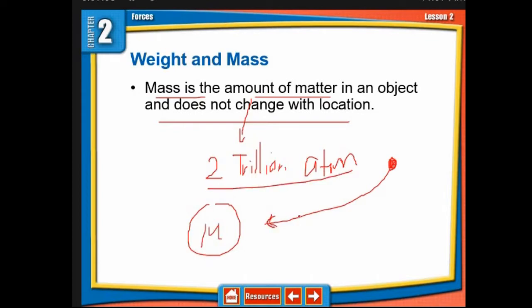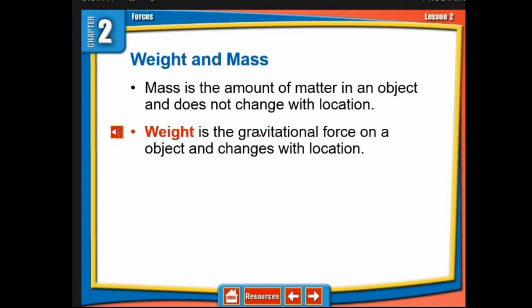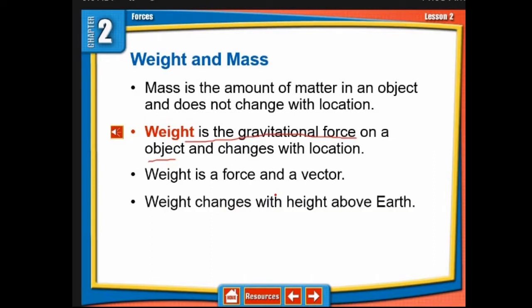So meaning, no matter where I go, maybe Mars, Jupiter, Saturn, if it's possible, the amount of matter, the number of atoms or molecules for a certain object will not change. Therefore, the mass is constant or fixed, even though you go to different places. But weight is the gravitational force on an object and changes with location. Weight is a force and a vector, and weight changes with height above.